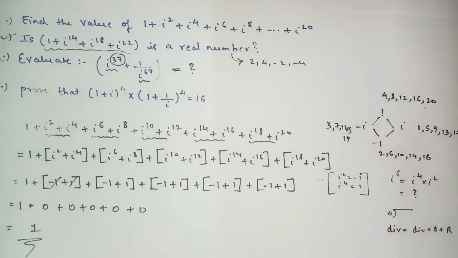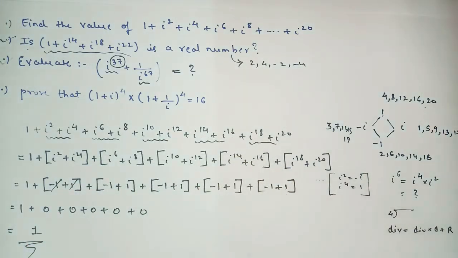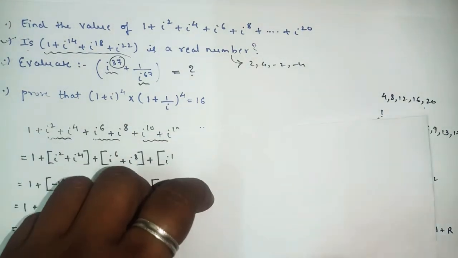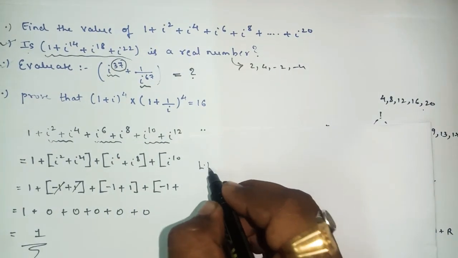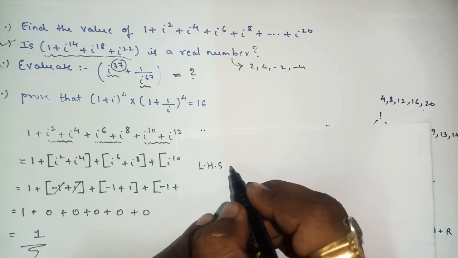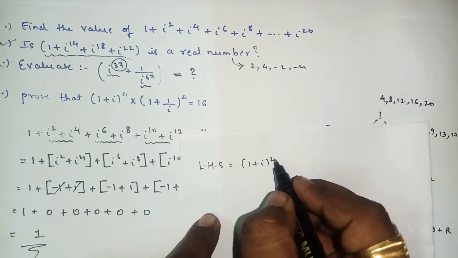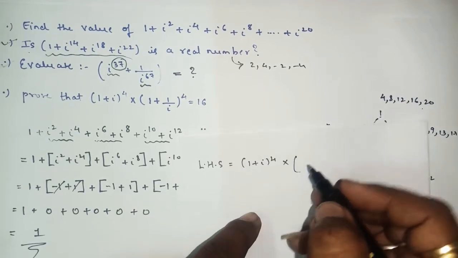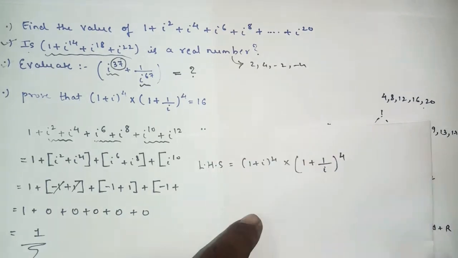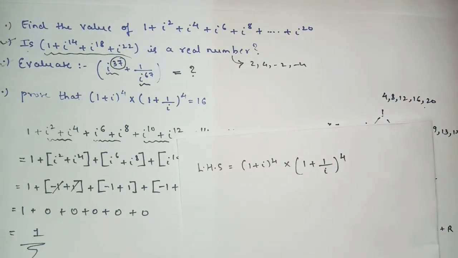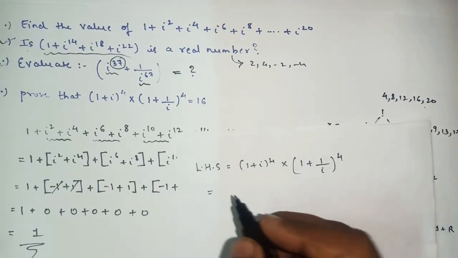So here what exactly will we do? We'll take the left hand side. So left hand side, here we have (1 plus i) the whole raised to 4 into (1 plus 1 upon i) the whole raised to 4, and we have to show that it is equal to 16. Okay, so now we'll see what exactly we have to do.